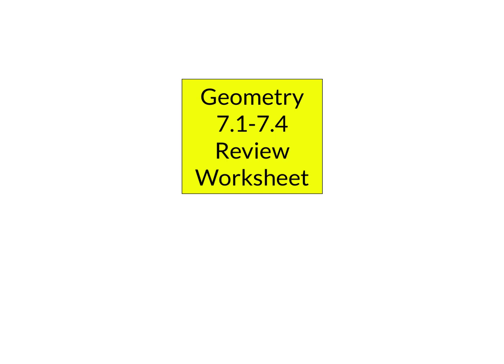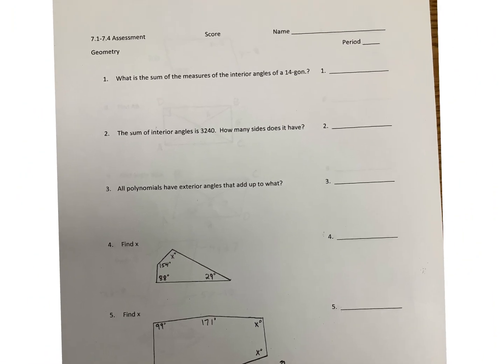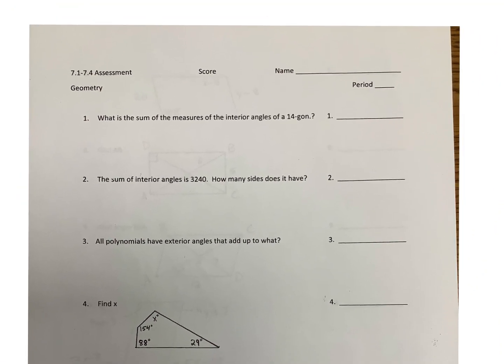Okay, let's go over the worksheet. So the first thing we want to do is find the sum of the measures of a 14-sided figure. That formula is n minus 2 times 180. That gives you your total value of all the interior angles, no matter how many sides you have.